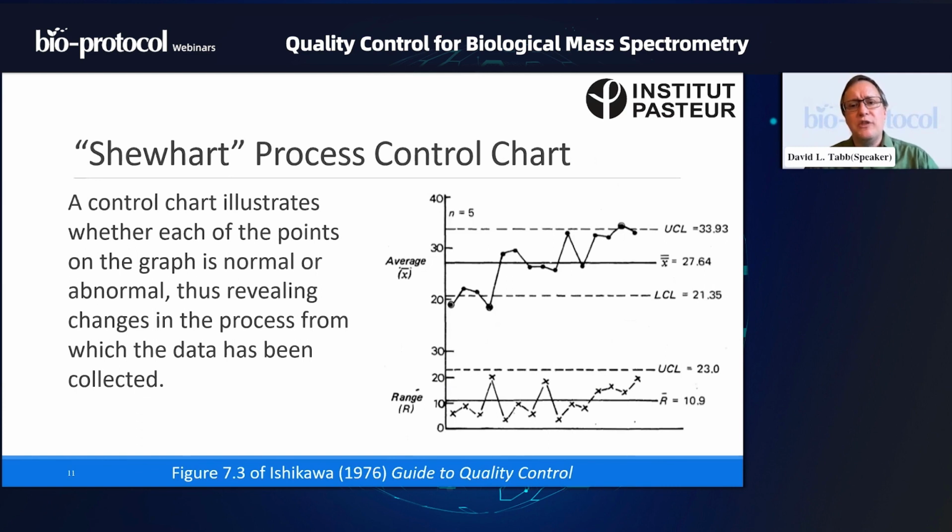Okay, now the process control chart is something that was really embraced by Dr. Shewhart. I've forgotten his first name, I believe, but the process control chart is a very standard way to evaluate the variability of instrumentation, for example. So a control chart illustrates whether each of the points on the graph is normal or abnormal, thus revealing changes in the process from which the data has been collected.